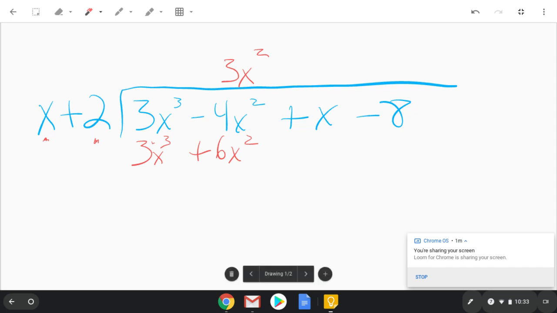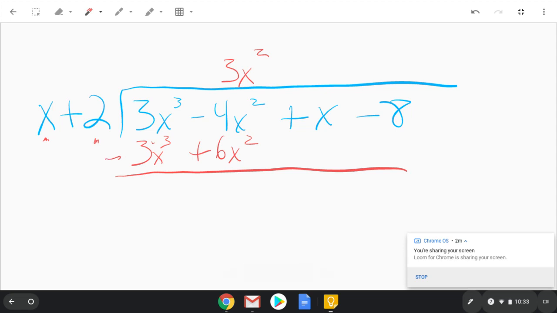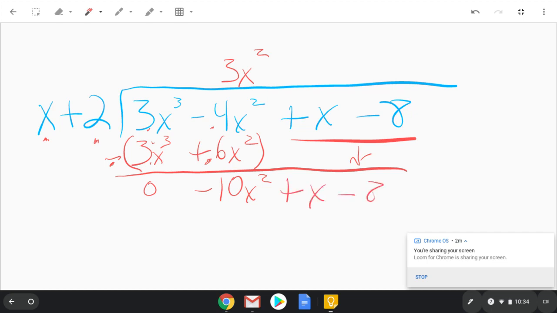Now at this point, we're going to be subtracting the blue one and the red one. So we're going to be taking a minus sign of this whole thing. So we're going to be doing 3x to the third minus 3x to the third, which is 0. That's what we wanted. It's gone. And then we're going to have negative 4x squared minus positive 6x squared, which is negative 10x squared. All right. Go ahead and bring down the rest of our polynomial. So plus x minus 8. All right, that was one step.